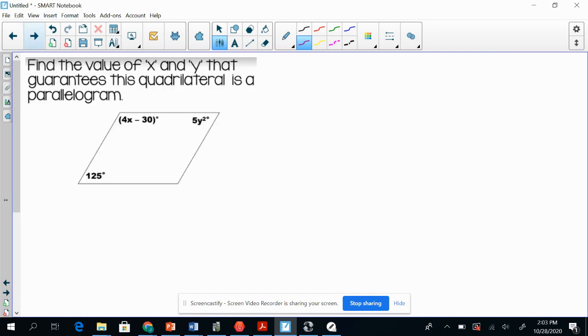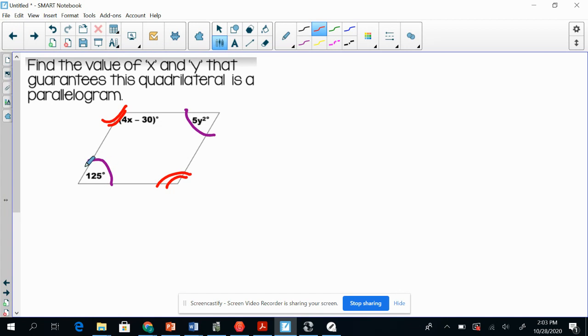All right, again, so we're finding the values of x and y. This one I picked because you have 2 variables, and I don't want you to panic. That guarantees this quadrilateral is a parallelogram. So to guarantee this quadrilateral is a parallelogram, I know this and this angle are congruent, along with this angle and this angle are congruent. So if I can solve for one, I can use the other one also because these are supplementary.